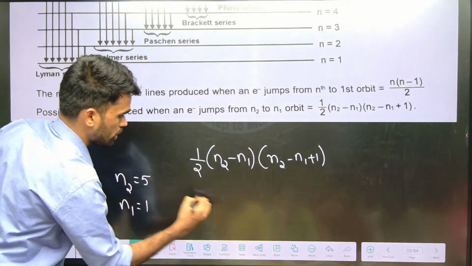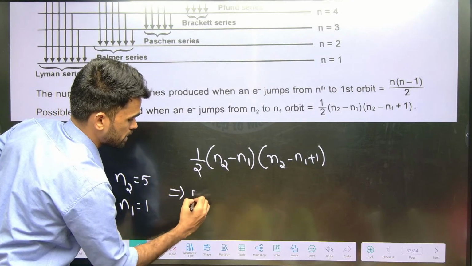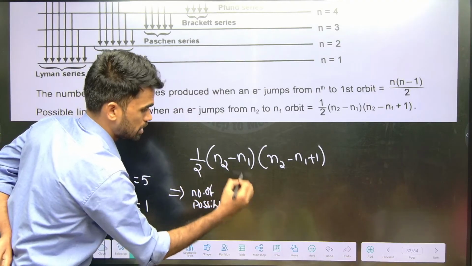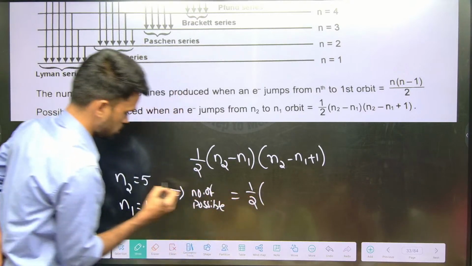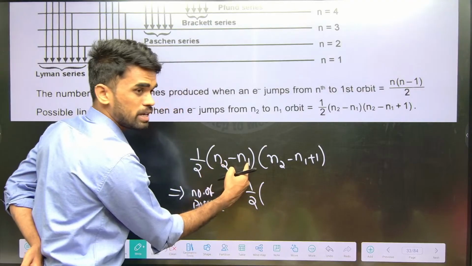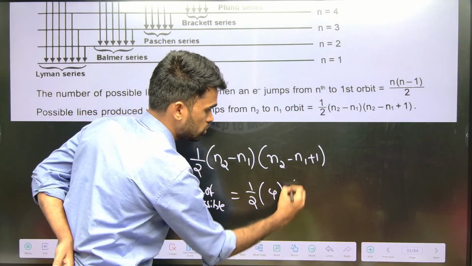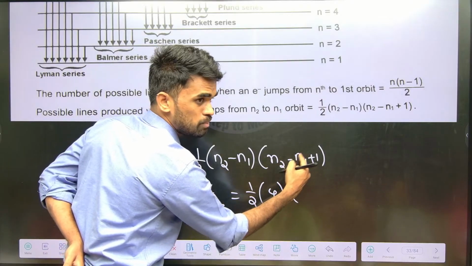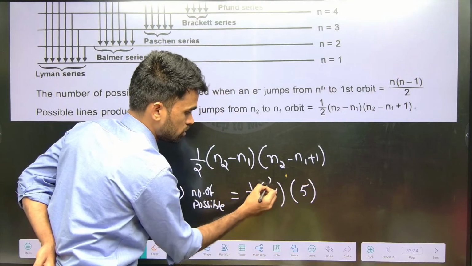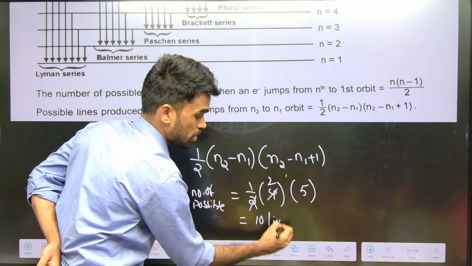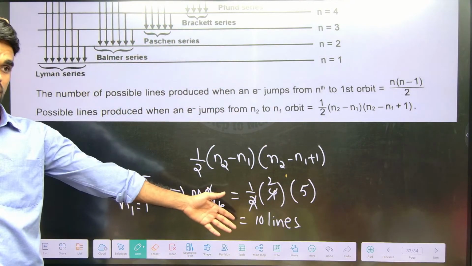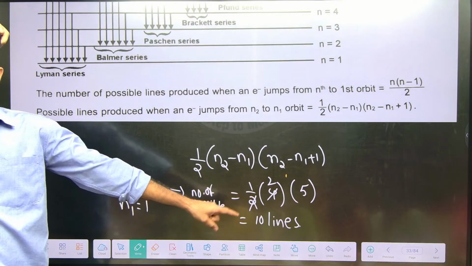Now, the number of possible lines equals half into n2, which is 5, and n1 equals 1. So 5 minus 1 is 4, into 5 minus 1 plus 1, which is 5. So half into 4 into 5 gives 10 lines. The same answer we got manually, and by formula also 10 lines. Is this clear, everyone?